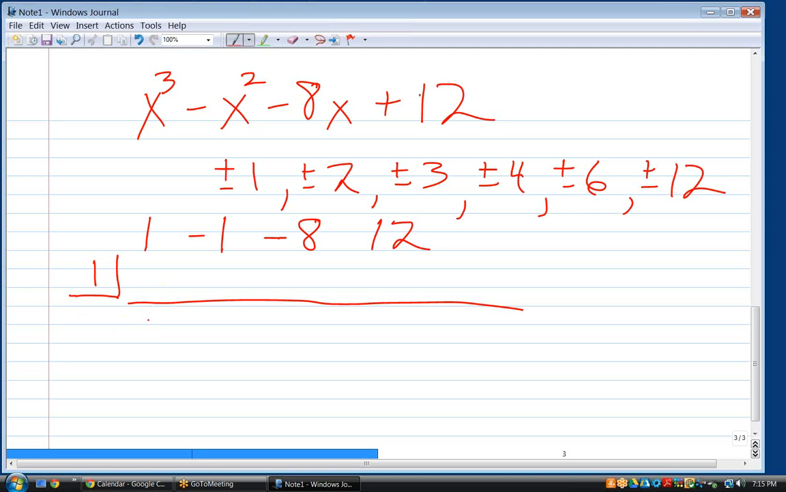1, and then 1, and 0, and 0, negative 8. No 0. I'm not going to get a 0 there. That's not a solution. Let's try -1.